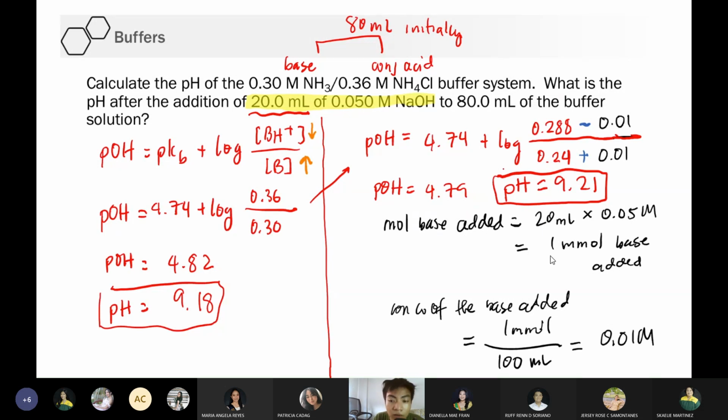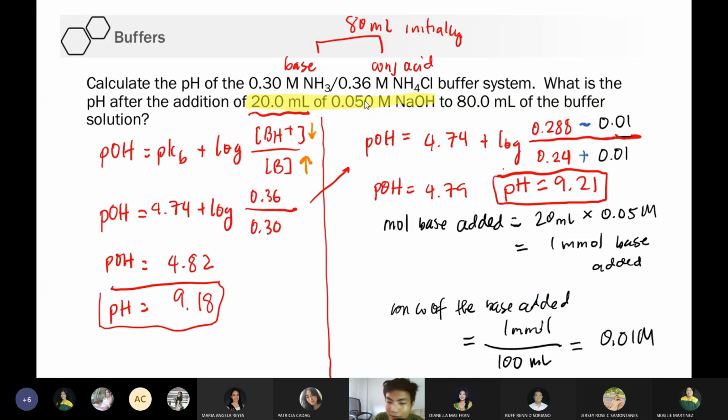Then finally, to get the concentration, you divide the millimole by the total volume of the solution, which is 100 ml. That's 0.01 molar. Etong adjustment natin na 0.01 molar, i-plug in mo yun dito. Okay? And then by solving, we get a pH equal to 9.21. Does our answer make sense? It makes sense. Bakit? You added a base. So most likely, tataas onte yung pH.